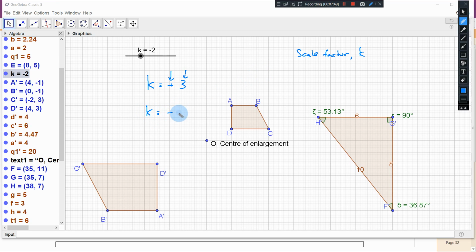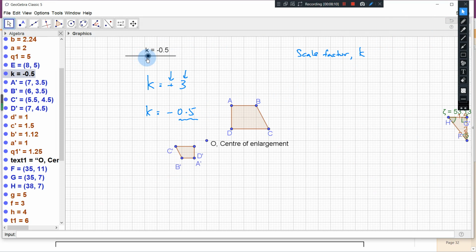Now, let's say I have negative scale factors, negative 0.5, let's say. When you look at negative, you know that object and image are on opposite sides. And because this number is less than 1, the image will actually become smaller than the object. Let me show you here. Negative 0.5. The image is smaller than the object, and image and object are on opposite sides because of negative.